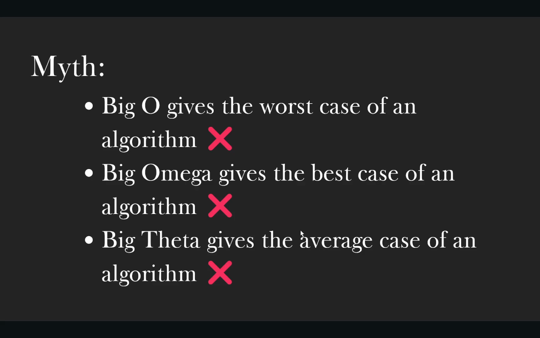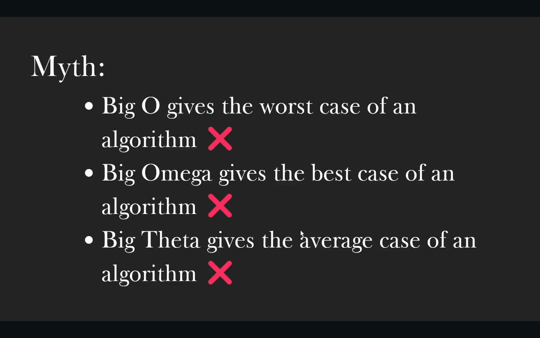These notations are used to analyze functions. How do we use them to analyze algorithms? You convert an algorithm into a function and apply these notations to that function in order to analyze the algorithm. You can't analyze an algorithm directly using these notations, you analyze the function.